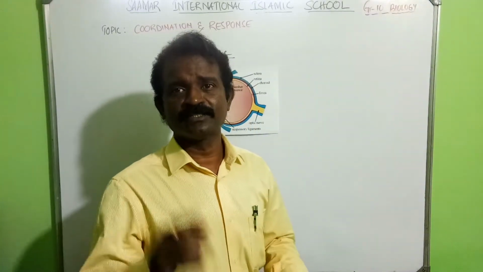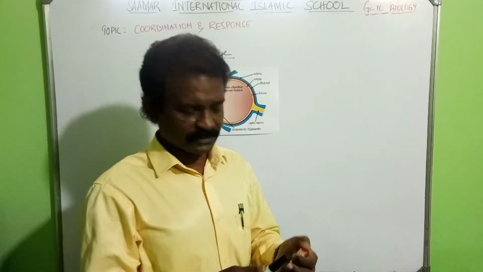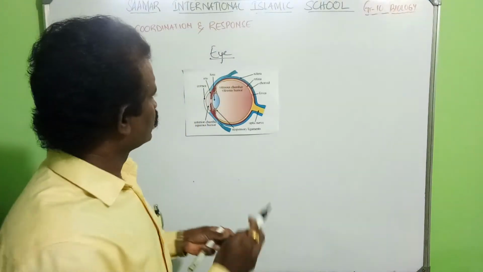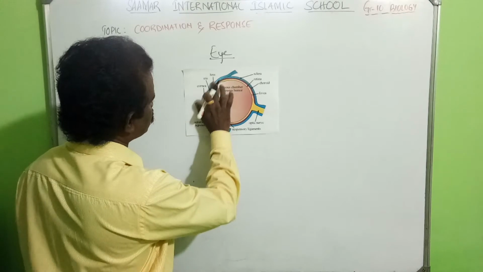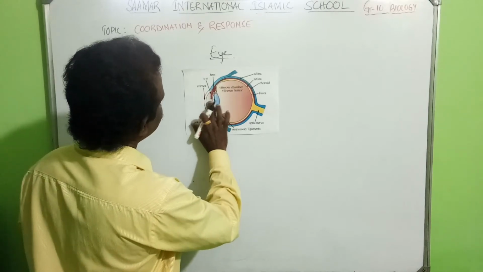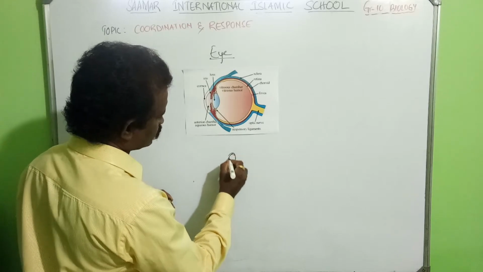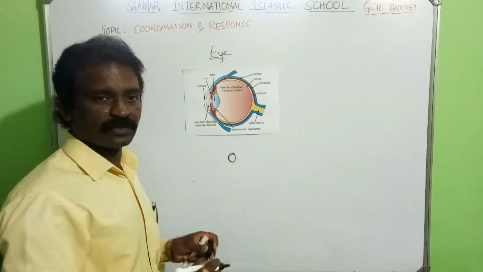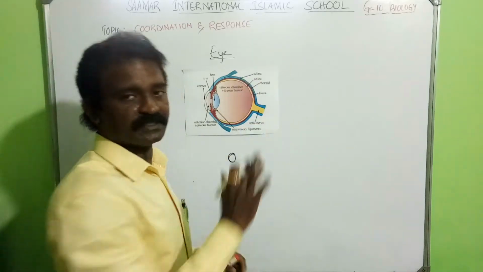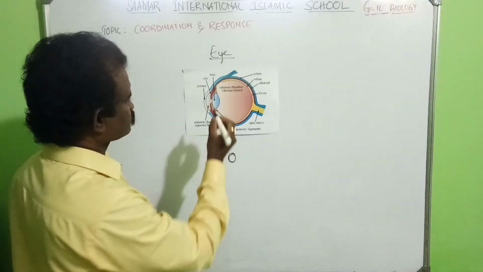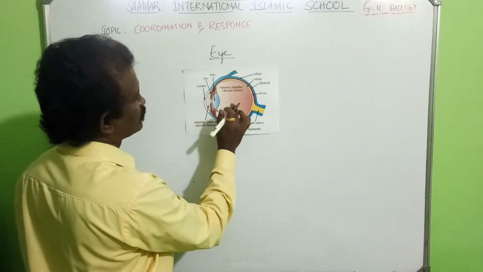Is it clear? Now what is that? That is nothing but an infection. The eye becomes red in color. Is it clear? Now here below this there is a pupil. The pupil is nothing but a black spot through which the light passes and forms an image on the retina. Is it clear? Now there are two liquids in this.